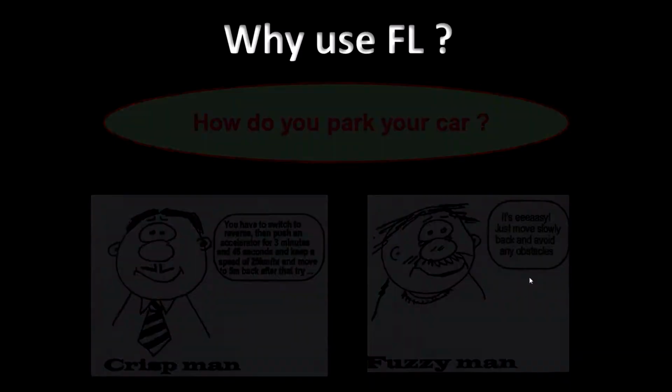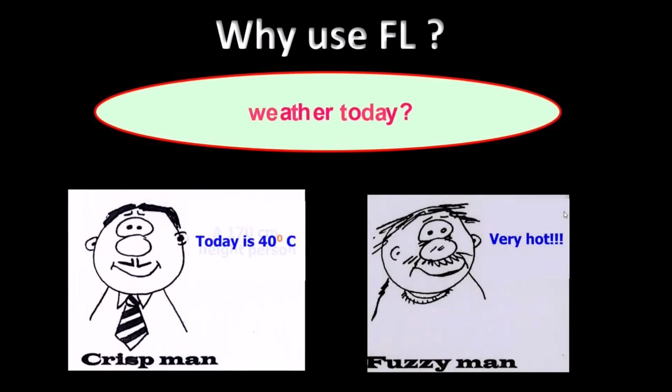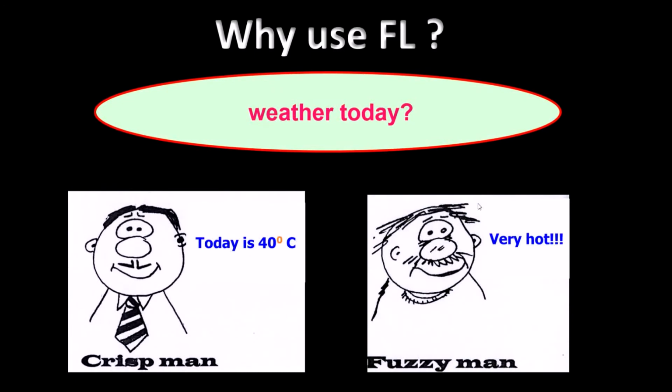So let's go for the second example. In general, for "who are you?", the crisp man will say 170 centimeters high, but the fuzzy man just uses a simple sentence: a tall person. The same thing with the weather. For the weather, the crisp man will say 40 degrees, and the fuzzy man straight away says very hot, which is much more understandable by humans.